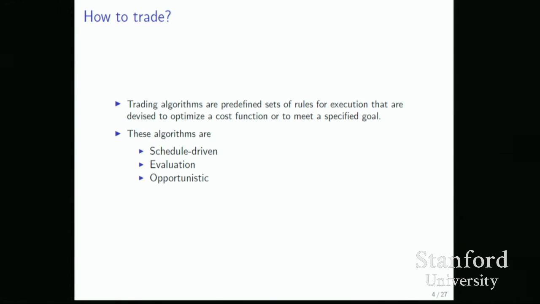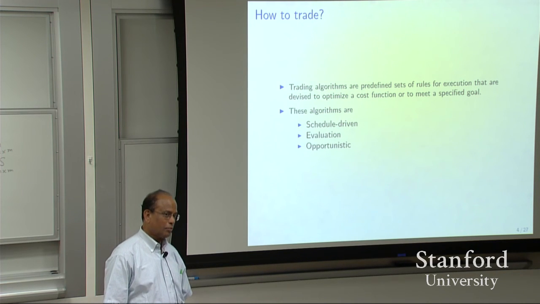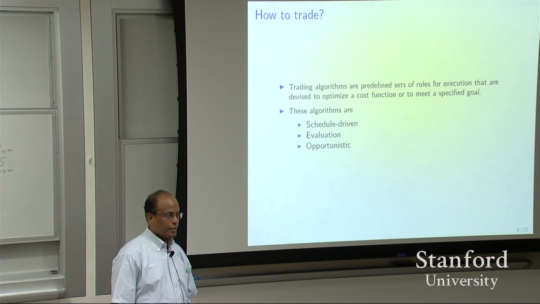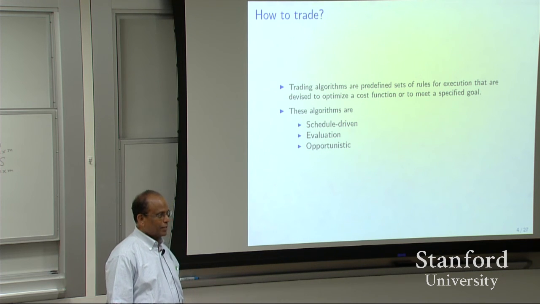Okay. So what are trading algorithms? These are a predefined set of rules for execution that are devised to optimize a cost function or to meet a specified goal. The cost function could involve, if there is too much of a drop in the price, you may want to get out of the market. And if it's on the profit side, you can also decide that after you have made enough profit, you may want to get out of the market.